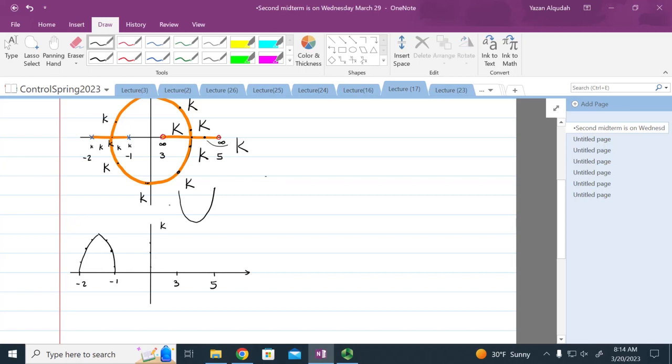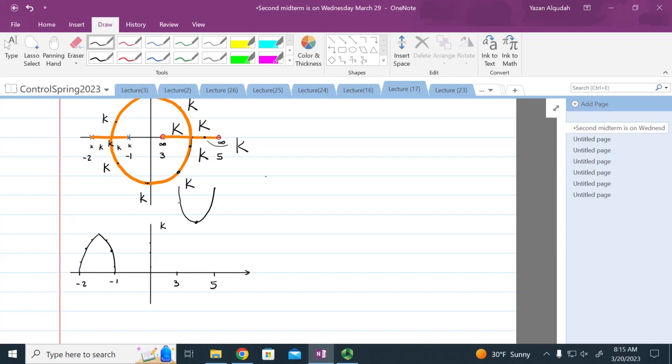And then I keep increasing the value of k. Eventually, I'm going to have a k where I'm going to go back to the real axis. I keep increasing the value of k. As k goes to infinity, where are my poles of the closed loop system going to be? At 3 and 5. Together, what does this graph mean? This is a representation of what we had in the graph before it.